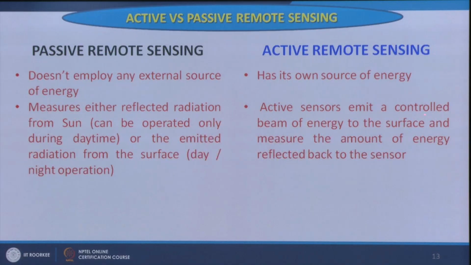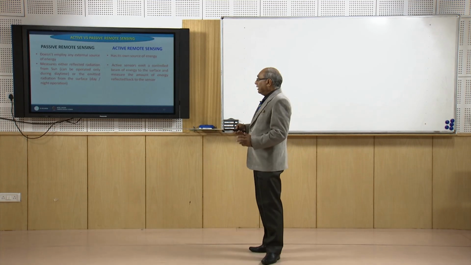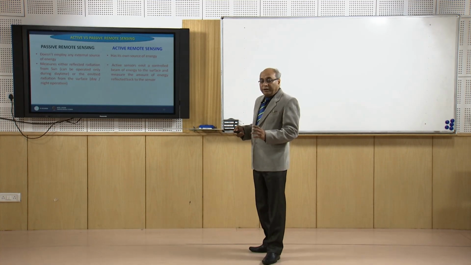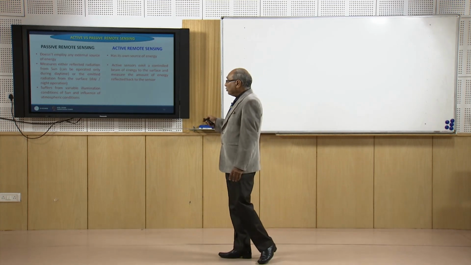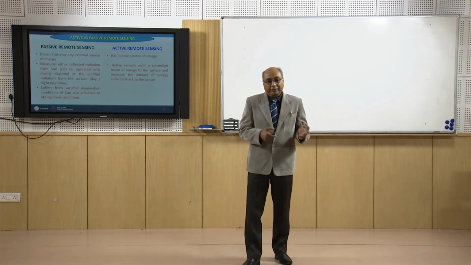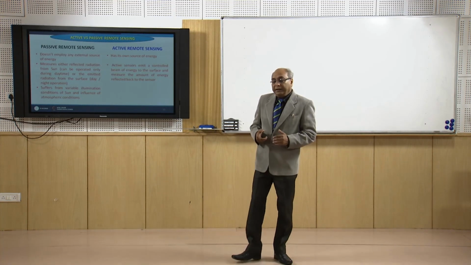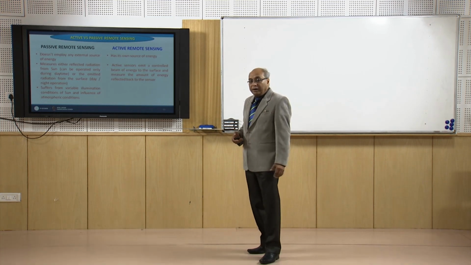Active sensors emit a controlled beam of energy to the surface of the earth, and whatever is reflected back is recorded, and this is how these microwave remote sensing images are formed. Passive remote sensing suffers from variable illumination conditions of the sun, because the sun has varied illumination depending on the season, because of clouds and so on.